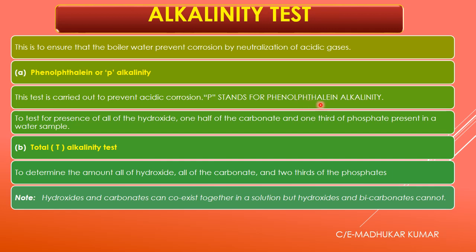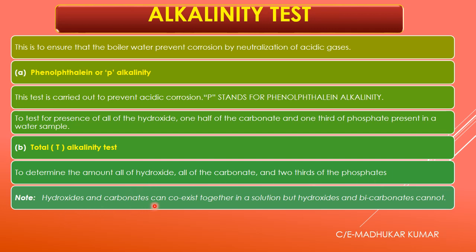P stands for phenolphthalein alkalinity. Phenolphthalein indicator is being used. It tests for the presence of all the hydroxides, 1/2 of the carbonate and 1/3 of the phosphate present in the water sample. This is the basic thing. Basically, you are going to test the alkalinity of the water. The total alkalinity test determines the amount of hydroxide, all carbonates and 2/3 of phosphates. This is the main reason why we are doing the total alkalinity.